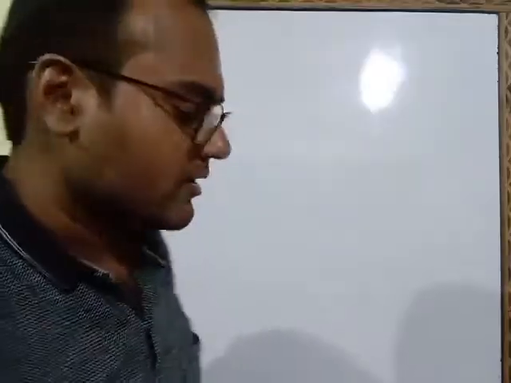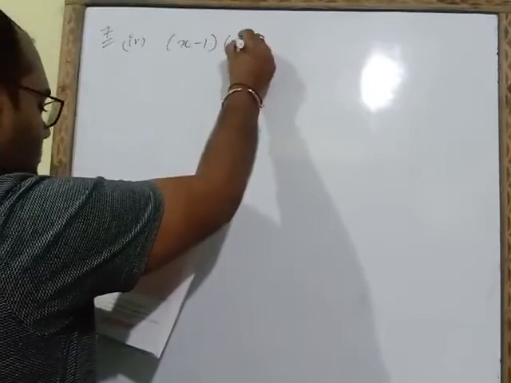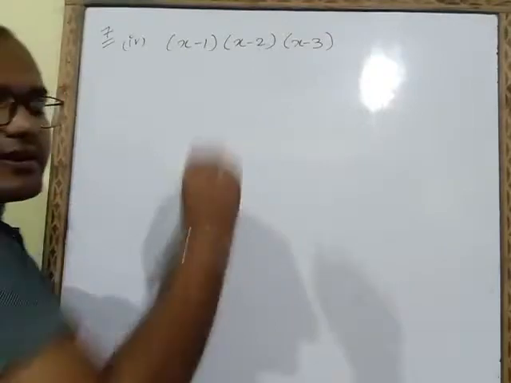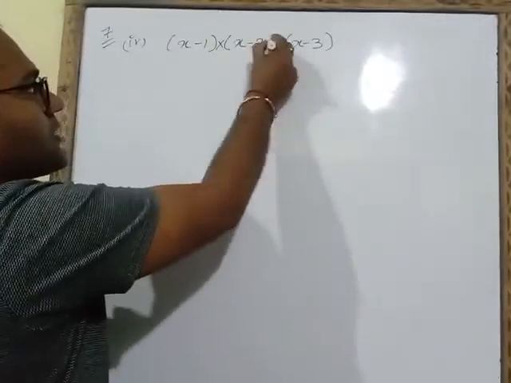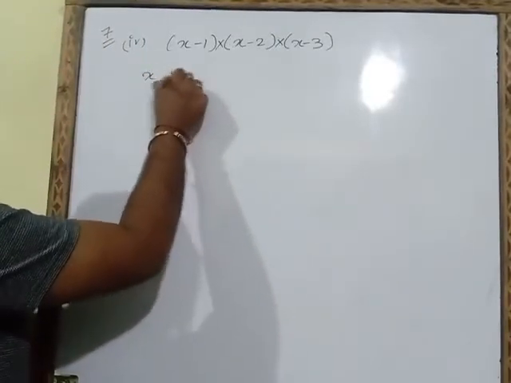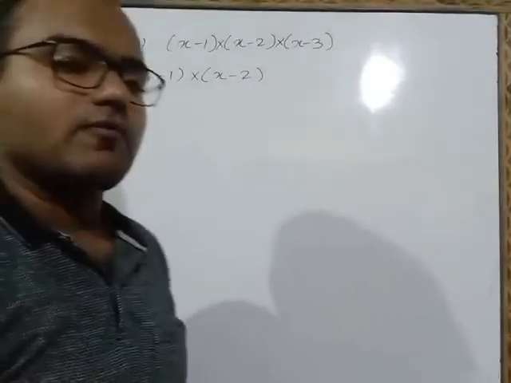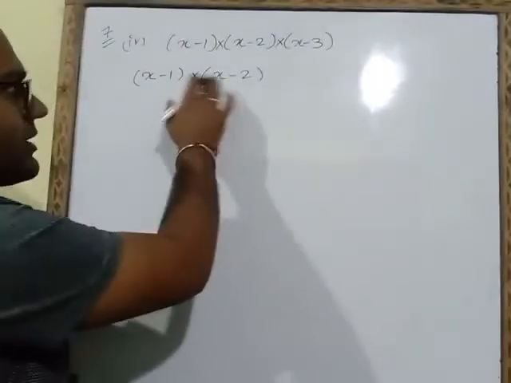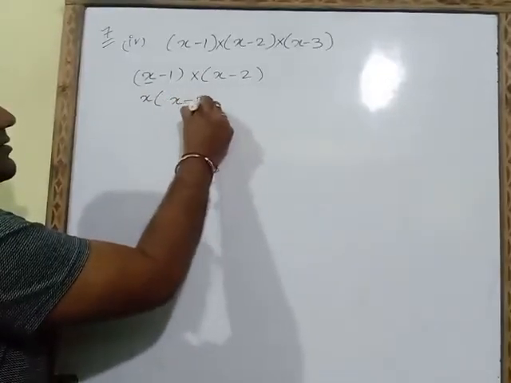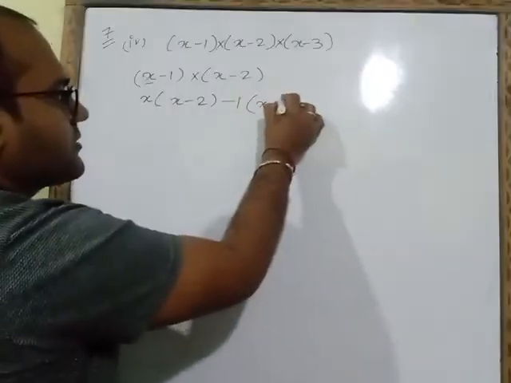Fourth part, question is x minus 1 into x minus 2 into x minus 3. So here three brackets are given. We have to find the product of these three brackets. So first of all, we will take two brackets, x minus 1 into x minus 2. I will explain you with the help of horizontal method. So first of all, we will multiply these two brackets. So first term multiply with full bracket. Now second term minus 1 multiply with this full bracket.